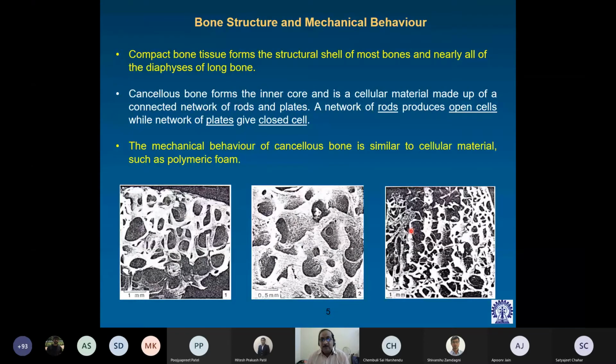Now let us move into the bone structure. The compact bone tissue forms the structural shell of most bones and nearly all of the diaphysis of long bones. Okay, the femur is a long bone, the tibia is a long bone, so the diaphysis part is mostly made up of compact bone. The cancellous bone forms the inner core and is a cellular material. Very important, it's a cellular material made up of a network of rods and plates.